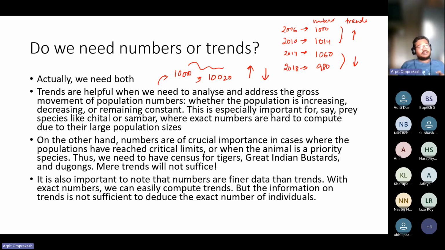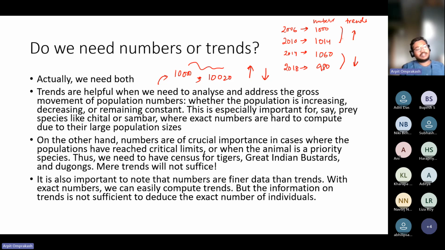On the other hand, when there are populations of animals with very few individuals, so populations which have reached their critical limits, or when an animal is a priority for us, a priority species or a species that is very endemic or only found in that region, and we want to conserve that species. In that case, we would generally do a proper census to get the exact numbers.